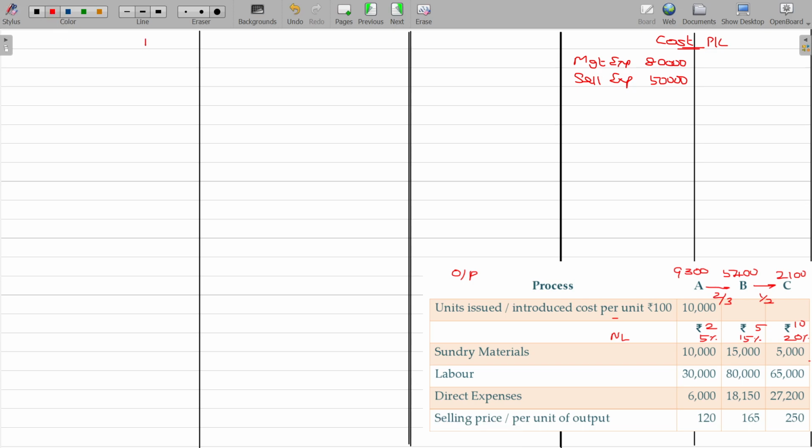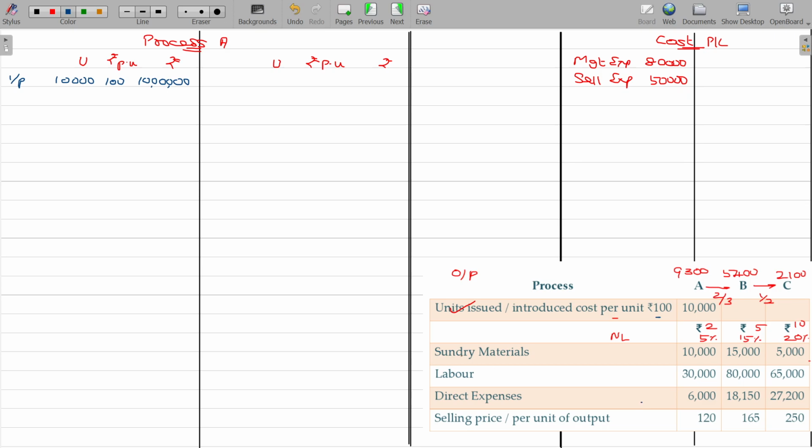Process A. In process A, units, rupees per unit and total rupees. Units, rupees per unit as well as total rupees. Units introduced being 10,000 here, input, and the price being 100 per unit, the overall value being 10 lakhs.